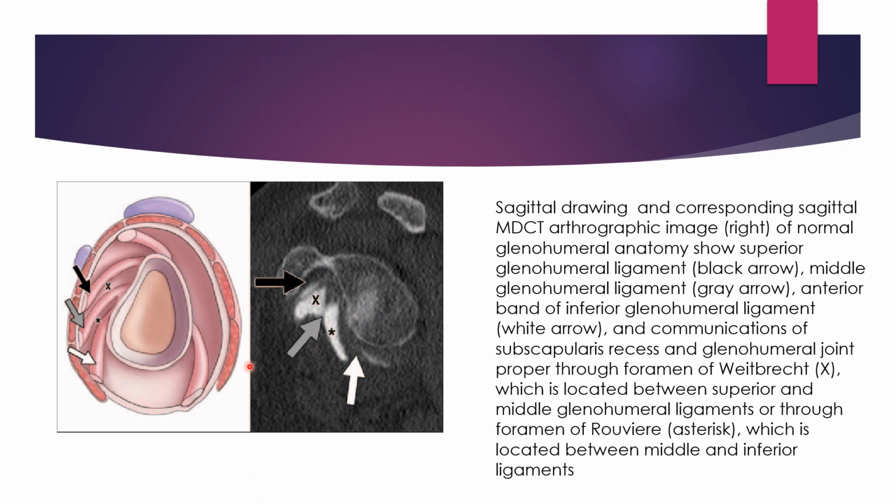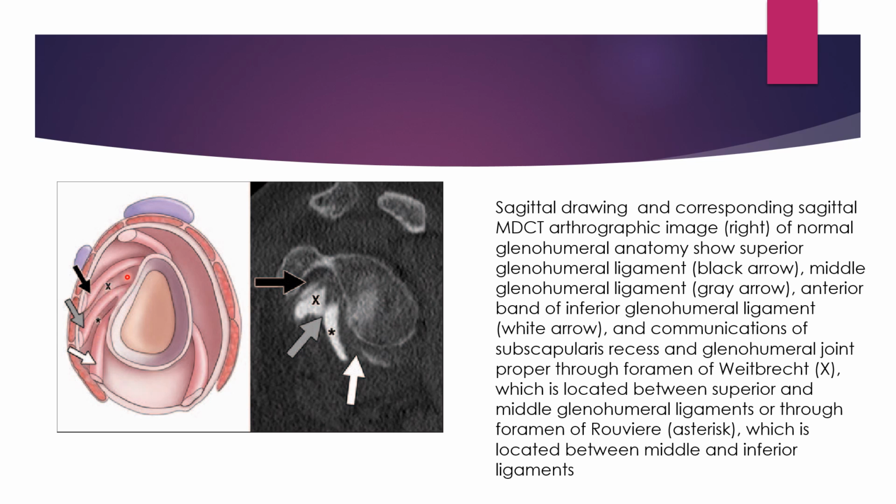This is an important image which needs to be discussed prior to this intervention. This is a sagittal drawing and corresponding MDCT orthographic image of the normal glenohumeral anatomy. Here we have these three arrows. The black arrow indicates the superior glenohumeral ligament, the middle glenohumeral ligament, and this is the inferior glenohumeral ligament. That's the anterior band of the inferior glenohumeral ligament. And these communications which we can see here, actually there are communications here.